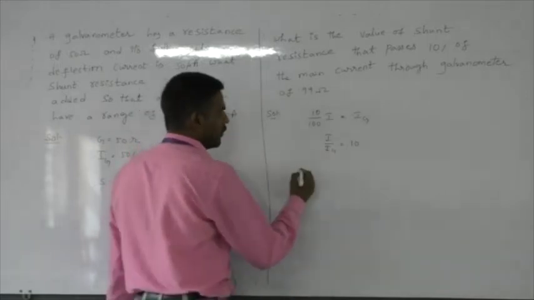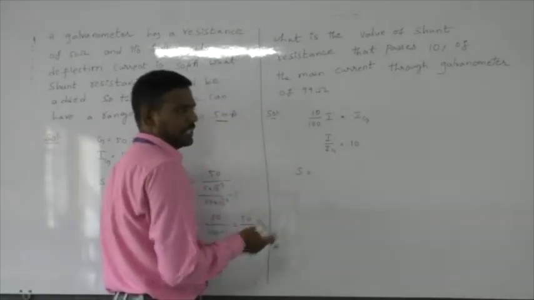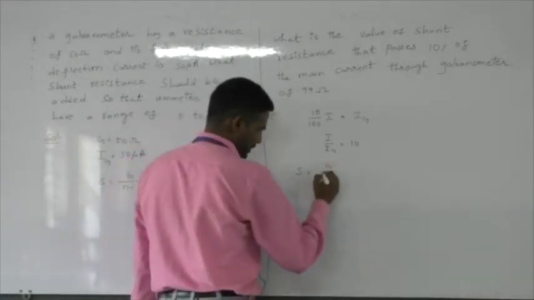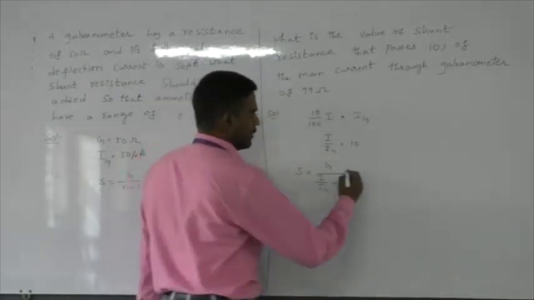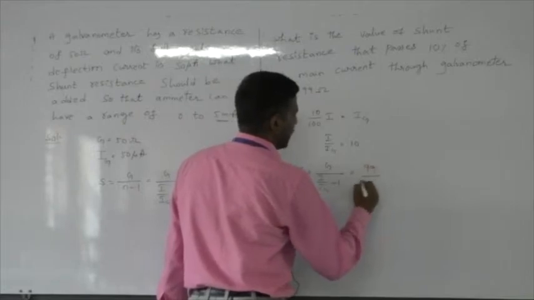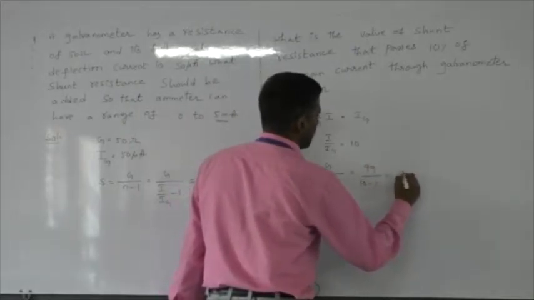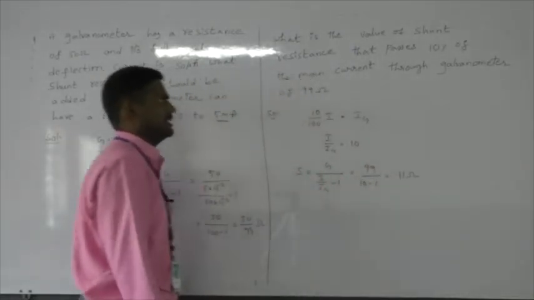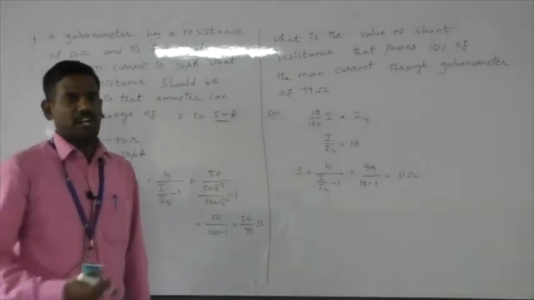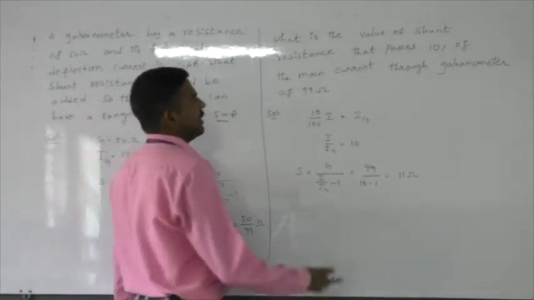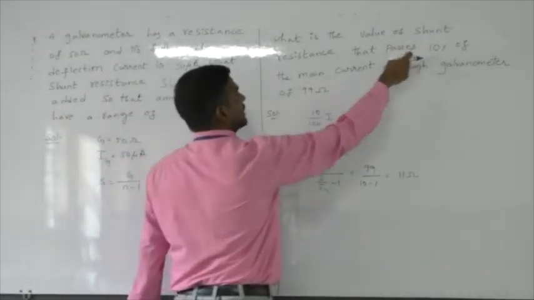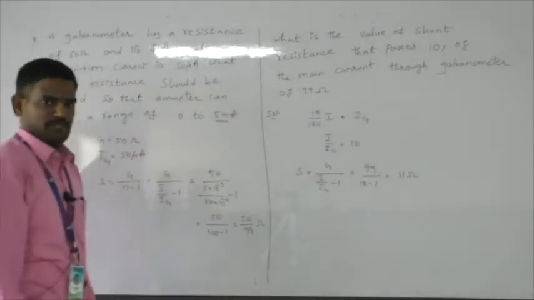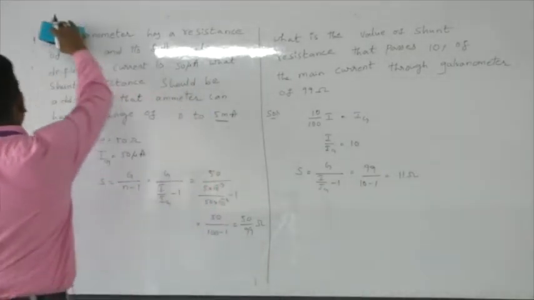We already have the formula for the shunt resistance which has to be connected in the circuit, which is G by I by Ig minus 1. This can be written as 99 divided by 10 minus 1, which equals 11 ohms. This is the shunt resistance we have to connect across so that 10% of the main current will go through the galvanometer. Well, let us move to the next problem.